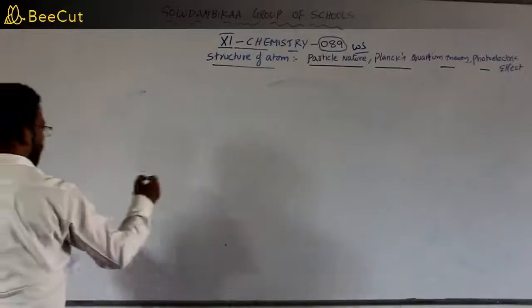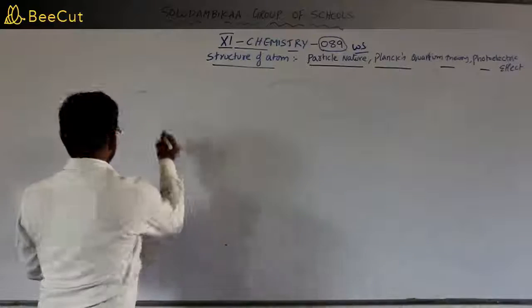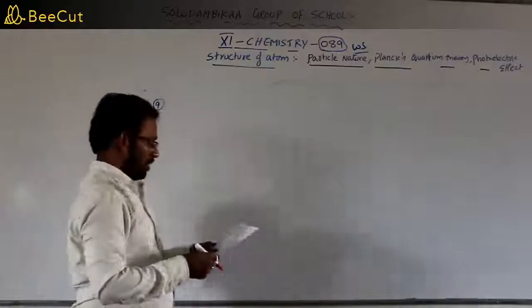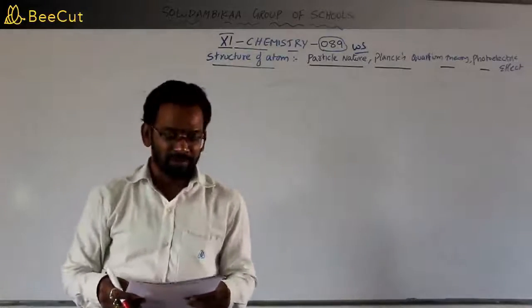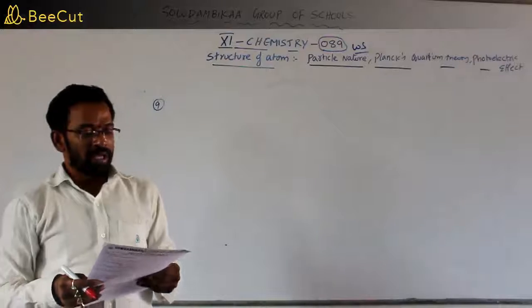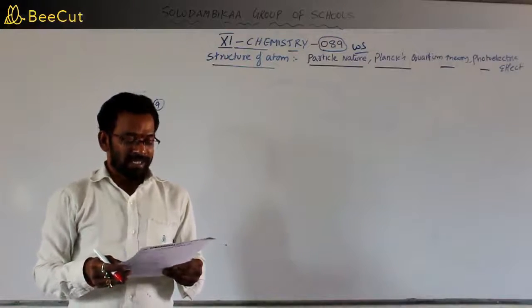Objective questions, and all we need to solve very fast. Question number 9. A green bulb and a red bulb are emitting radiations with equal power. The correct relation between the number of photons emitted per bulb per second is.